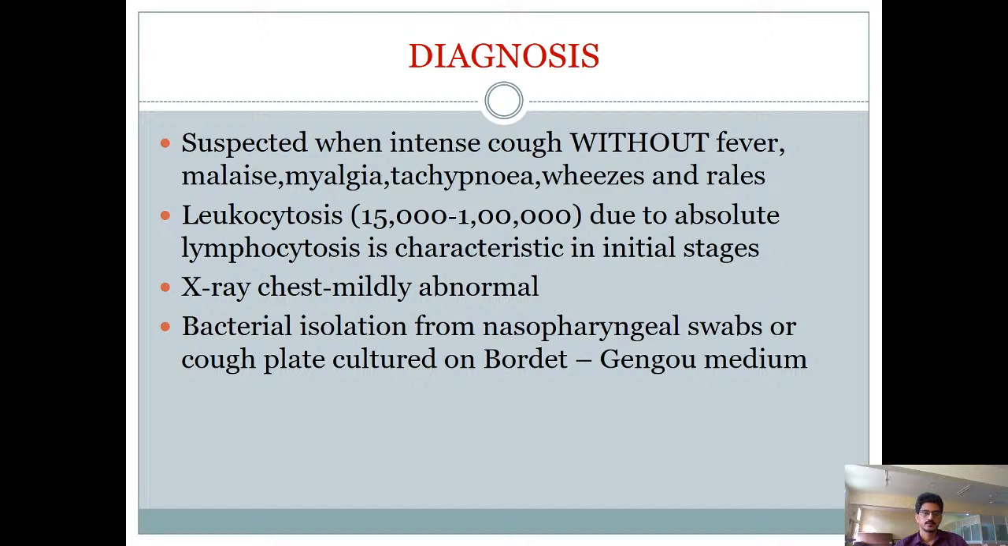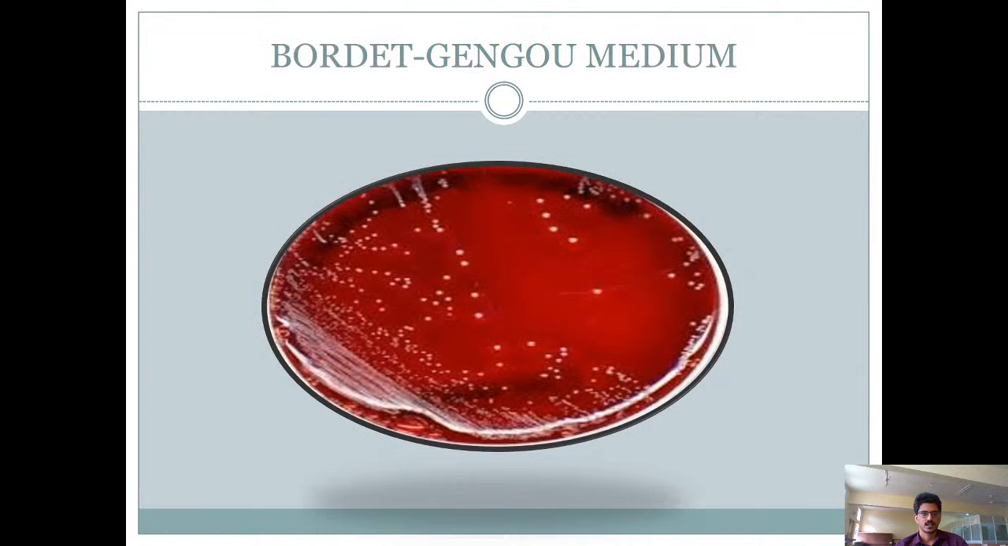So the diagnosis. Most of the time the diagnosis is clinical. It is suspected when there is intense cough without fever, malaise, myalgia, tachypnea, wheeze, or rales. In the blood picture there is leukocytosis, like 15,000 to 1 lakh, due to absolute lymphocytosis, characteristic in initial stages. X-ray chest is mildly abnormal, and bacterial isolation is done from nasopharyngeal swabs or cough plate culture on Bordet-Gengou medium. So this is the Bordet-Gengou medium.